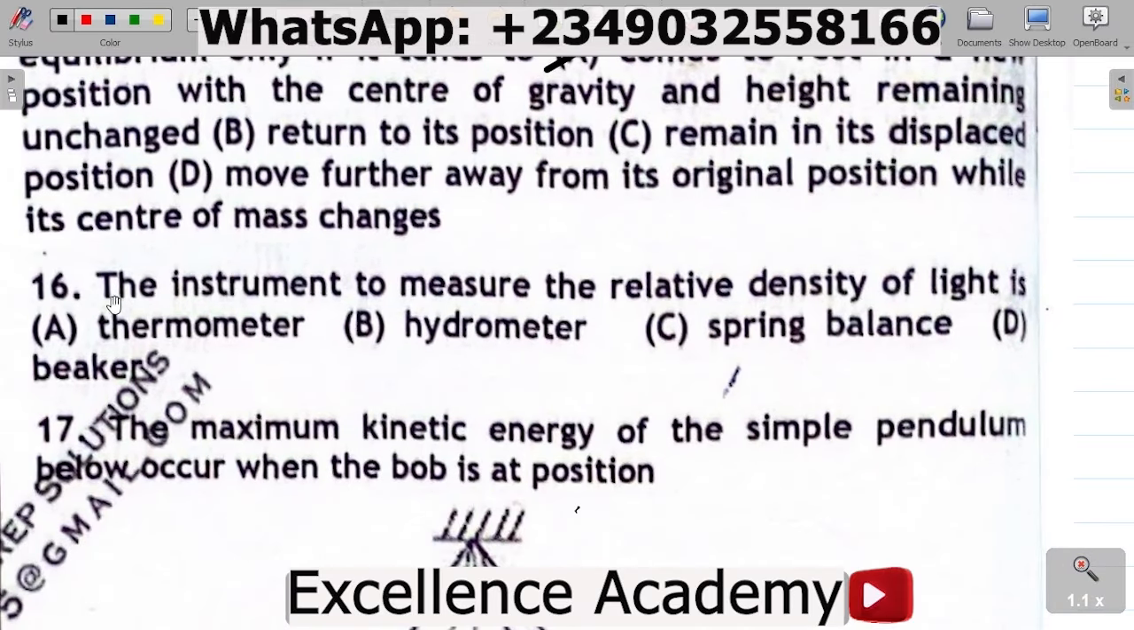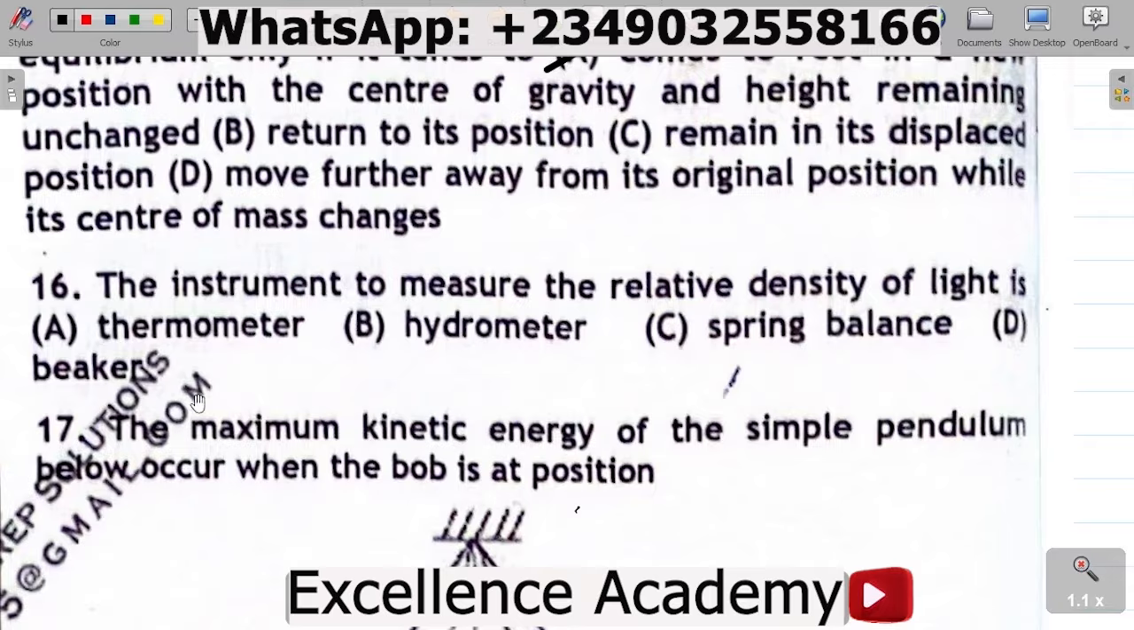Question number 16. The instrument to measure the relative density of light is: A. Thermometer, B. Hydrometer, C. Spring balance, D. Beakers. All right.